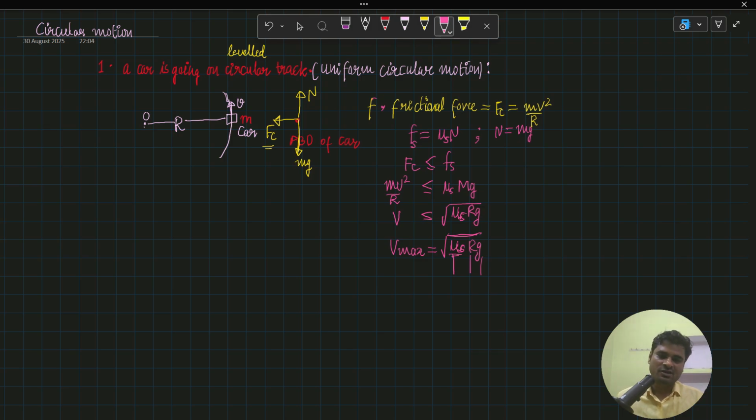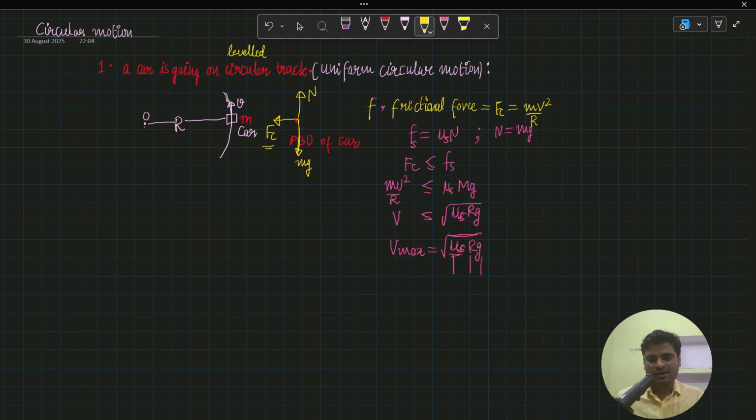This is the maximum velocity that can be attained by any vehicle. It can differ for different vehicles depending on the value of mu s, because mu s is the property of the surfaces in contact. So this is the maximum velocity that is allowed on this circular track.